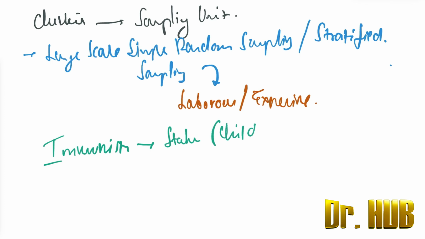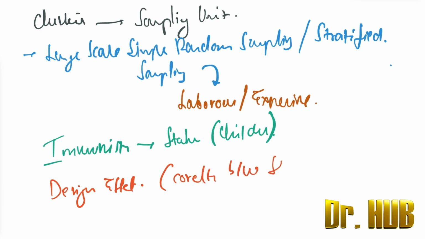Cluster sampling involves a design effect, which is an adjustment to allow for the design structure. It aids in accounting for the correlation between clusters.